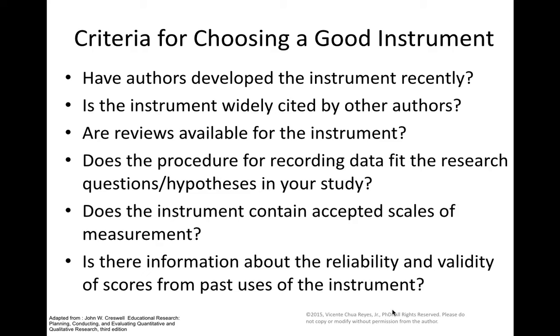Criteria for choosing a good instrument. Have authors developed this instrument recently? Is the instrument widely cited by other authors? Are reviews available for the instrument? Does the procedure for recording data fit the research questions, hypothesis in your study? Does the instrument contain accepted scales of measurement? Is there information about the reliability and validity of scores from past uses of the instrument? This is important when you choose a good instrument.